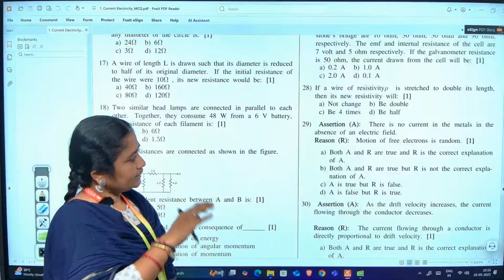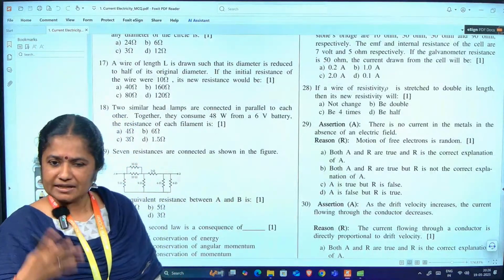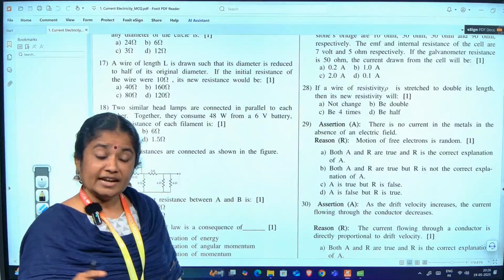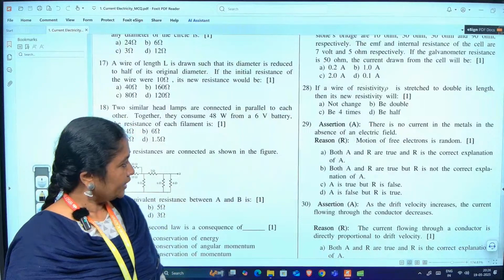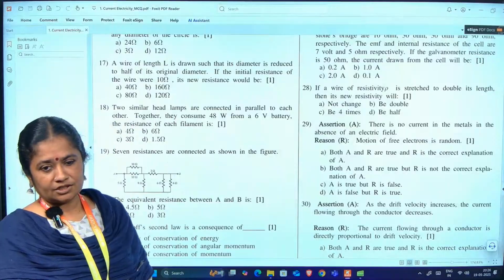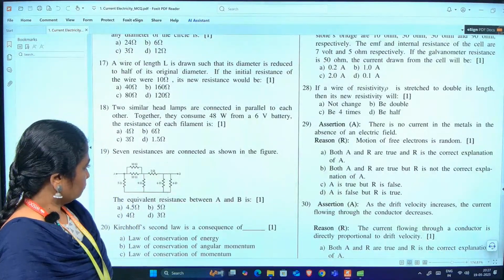So he is saying that there is no current in the metal in the absence of an electric field because motion is random. Looking at net current, some electrons will be moving to the right, some to the left, so there will be no net current. So both A and R are true and R is the correct explanation, because the motion is random, the total net current is 0.